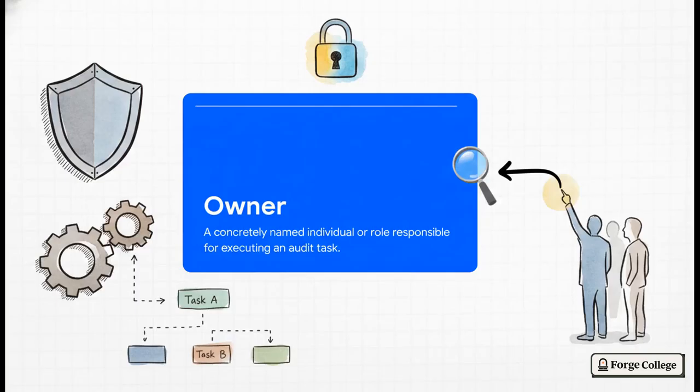So what exactly do we mean by an owner? Well, it's definitely not just a vague team name like the security guys. It is a specific, concretely named individual or role. Think static analyst or economic reviewer. We have to do this because, let's face it, when everyone thinks the team is handling it, absolutely nobody handles it. But when Alice is the named static analyst, well, Alice knows exactly whose neck is on the line.